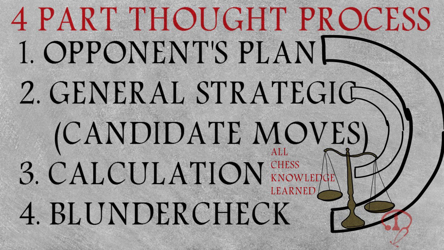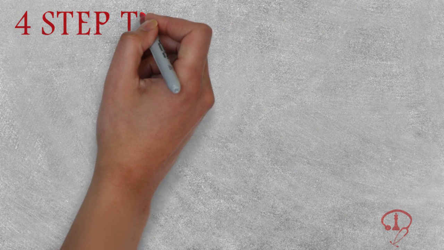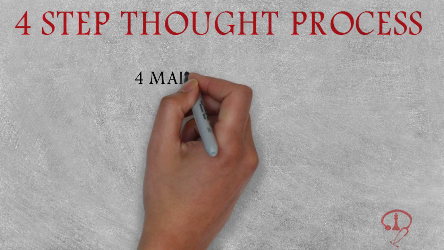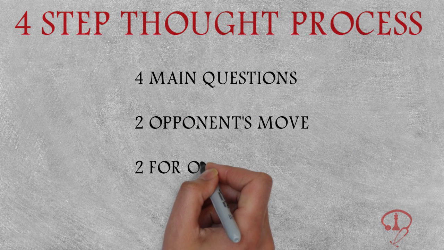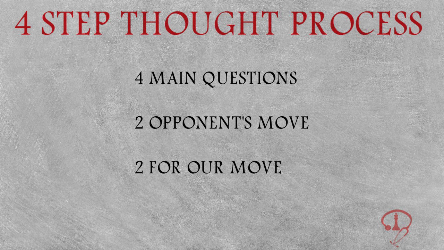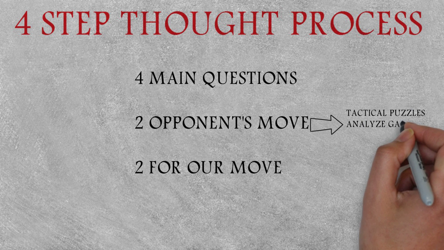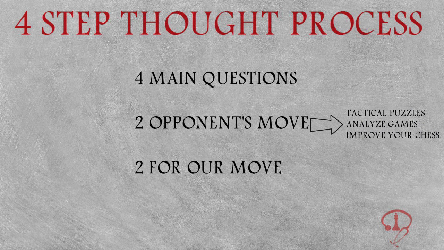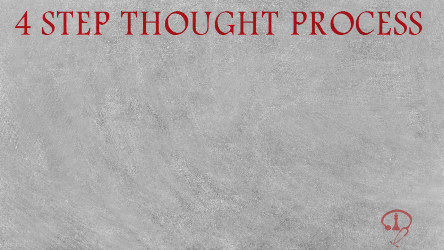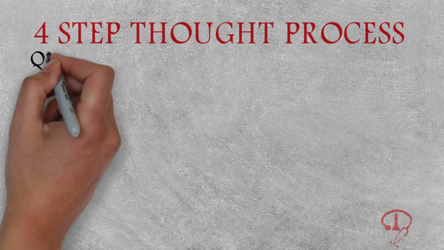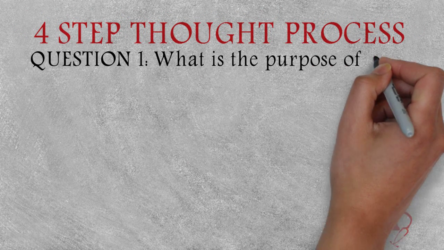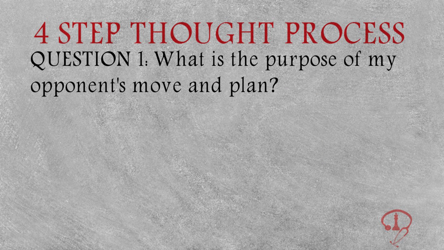If you can't find a way to incorporate it, then maybe you can determine if learning certain chess information is a waste of time. Now we will analyze the 4-step process, which is basically a series of 4 questions, 2 pertaining to the opponent's move and 2 pertaining to our move, that we can use to find the best move on the chessboard when playing a game. The good thing is that this thought process can be used to solve tactical puzzles as well, to analyze games, and anytime you train it, you will improve your overall chess playing ability as well. Step 1 is basically asking, what is the purpose of my opponent's move and what does he plan to do next?